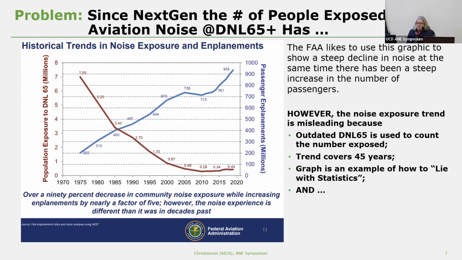You've seen this slide before. The FAA likes to use this graphic to show a steep decline in noise. At the same time, there's been a steep increase in number of passengers. However, the noise exposure trend is misleading because they're using the outdated DNL 65. The trend covers 45 years.